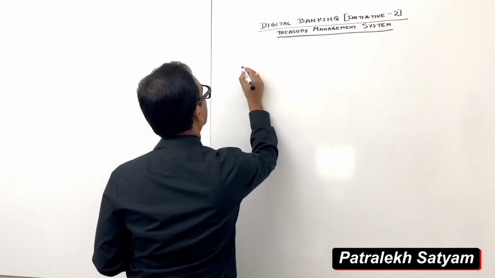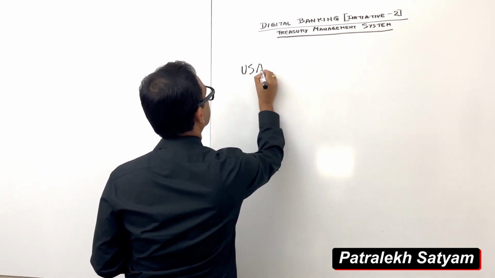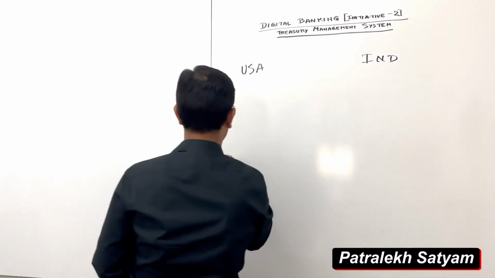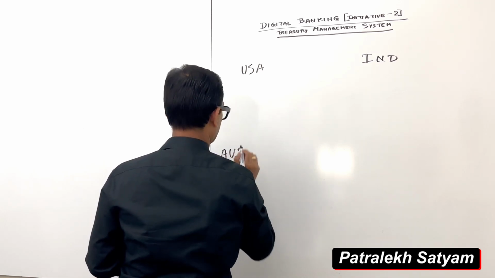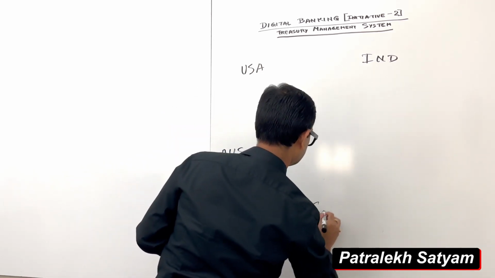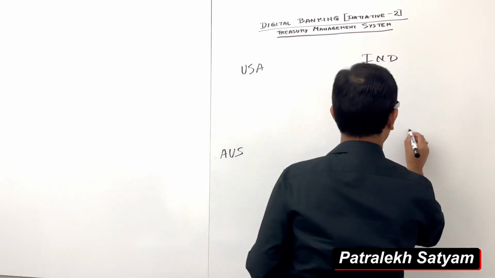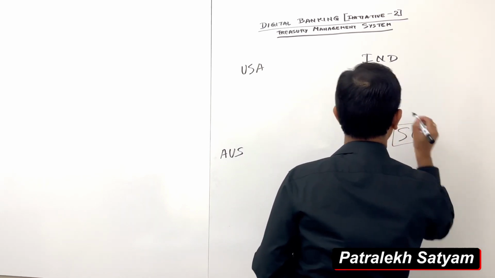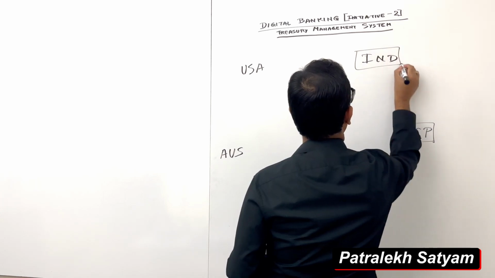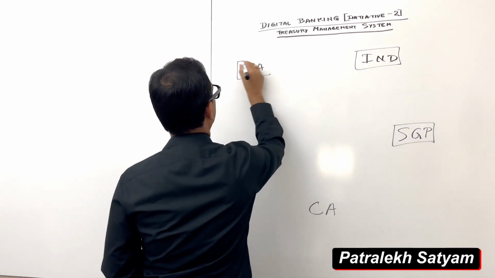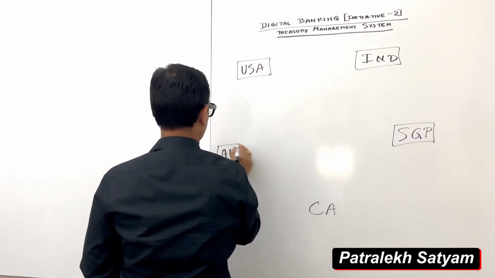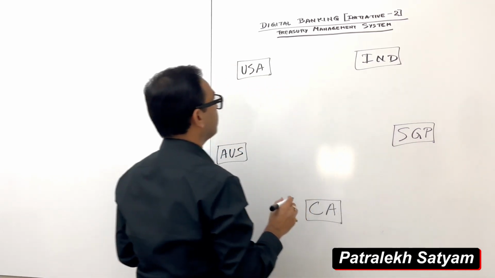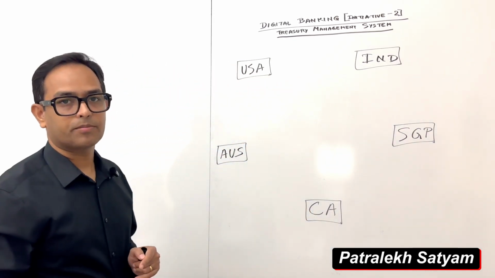So now they have operations in US, India, Australia, Canada, and Singapore. So now these are the 5 places where GTech manufacturing is doing business now. As we had seen in the last example, GTech manufacturing is doing great.